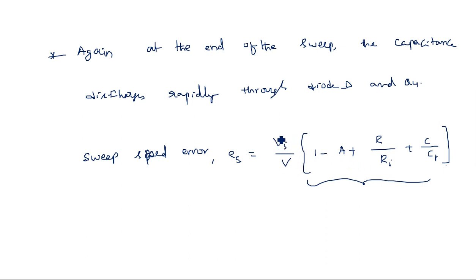What do we mean by VS? VS is nothing but the sweep voltage. V is the maximum peak voltage from the reference line, nothing but the zero line. So the sweep speed error has the original value multiplied by this factor. This is the sweep speed error of the time base generator made up of a Miller circuit with transistors.